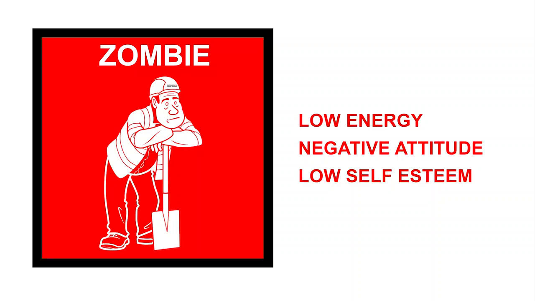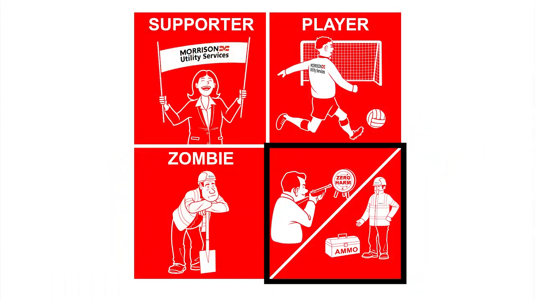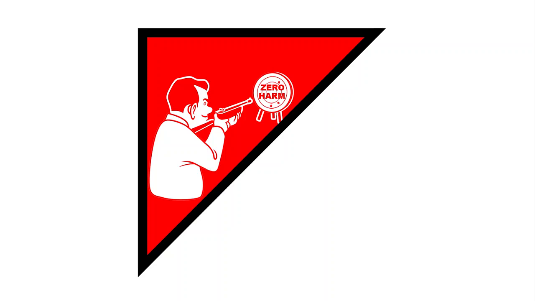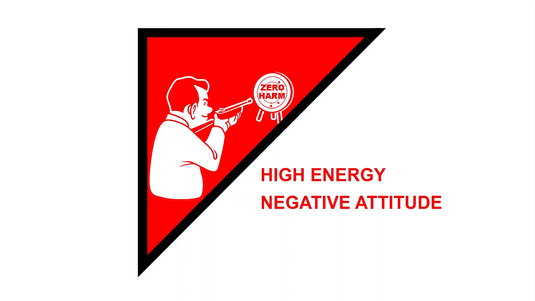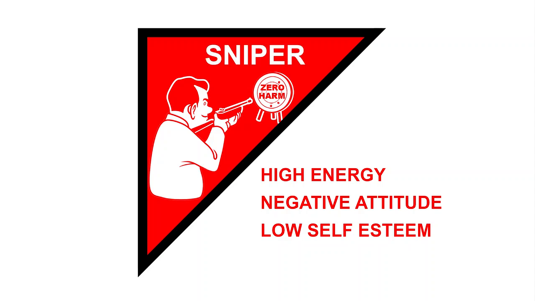In the bottom right-hand corner of our model, our box breaks into 2 distinctly different individuals. In the upper corner we have people with high levels of energy, negative attitude, but still critically low self-esteem. We call these individuals snipers. Snipers take pot shots at everybody else's great ideas. They whinge and moan and bleat about what'll never happen here, what we can never achieve.